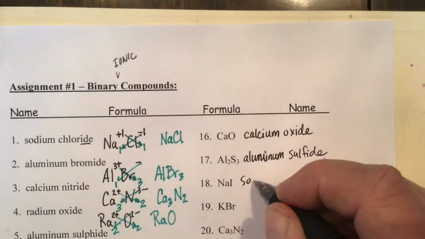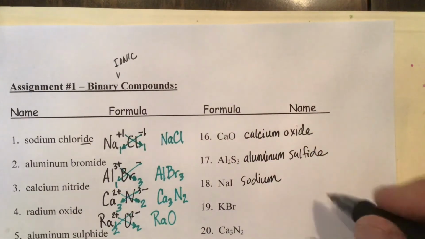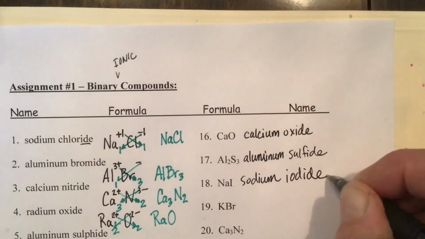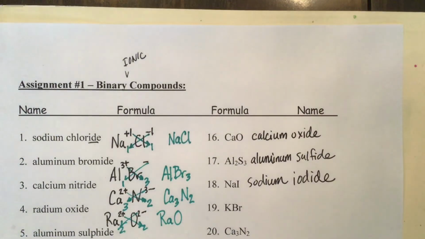Na is sodium. And I is iodine, but we write it as iodide. All right, let me know if you have any questions. I'm going to post the key to this here very soon.